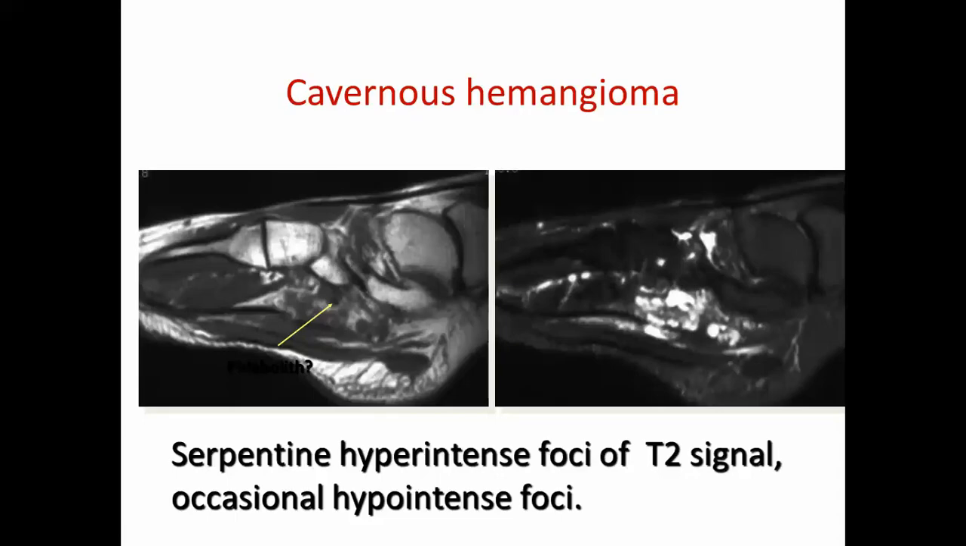Cavernous hemangioma is a serpentine hyperintense focus on T2 signal with occasional hypointense foci due to phleboliths. This is cavernous hemangioma with mottling. The key point is serpentine appearance or mottling.